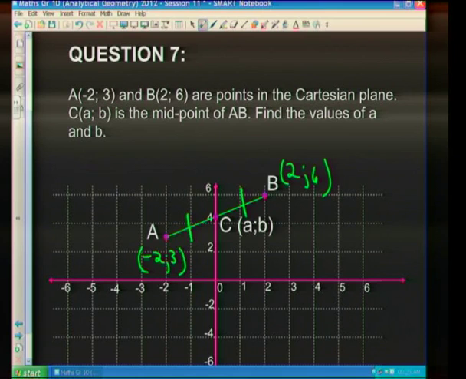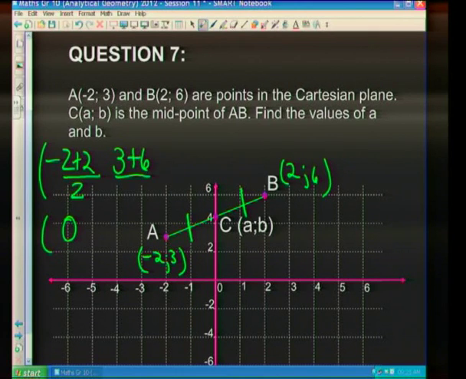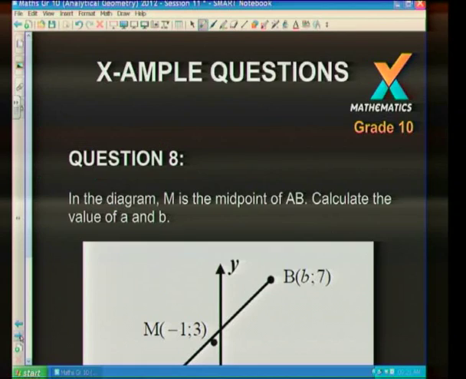We've just done it. Minus 2, the one x value, plus 2, the other x value, divide by 2. Minus 2 plus 2 divided by 2 gives me 0. And what do you know? It does actually look like C is exactly on the y-axis, so that's cool. And then 3 plus 6 over 2, and that gives me 9 over 2, which is 4.5. You could say 9 over 2. And that looks more or less consistent, so straight application of the midpoint formula.